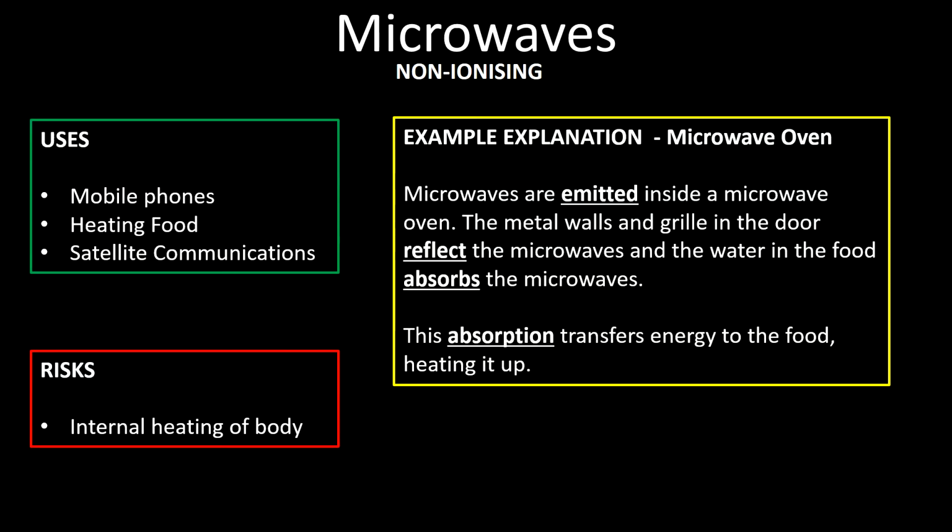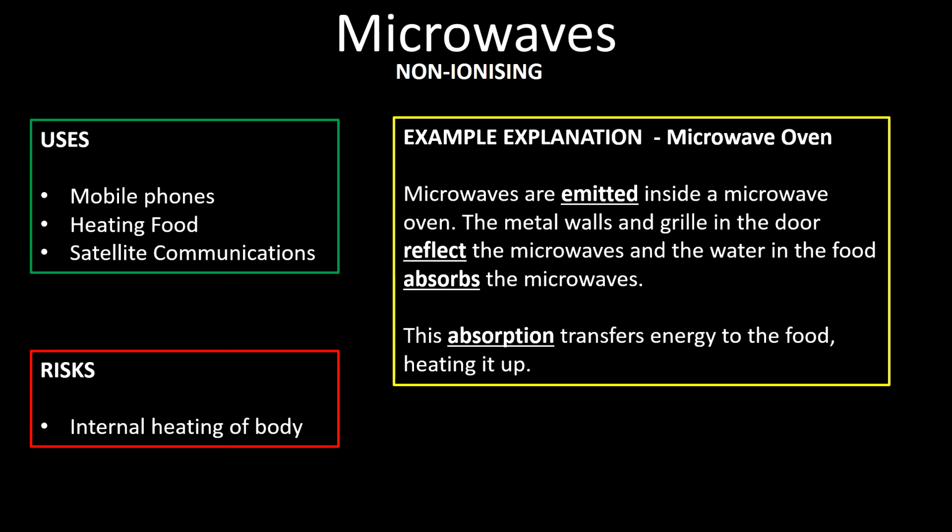Okay, so the example of the microwave oven. This is the one that's specifically mentioned in the syllabus that you need to know. Microwaves are emitted from a source inside the microwave oven. The metal walls and the grill in the door reflect the microwaves, and the water in the food absorbs the microwaves. And this absorption transfers energy to the food. If you remember that all waves transfer energy, electromagnetic waves included, that's what heats the food up.